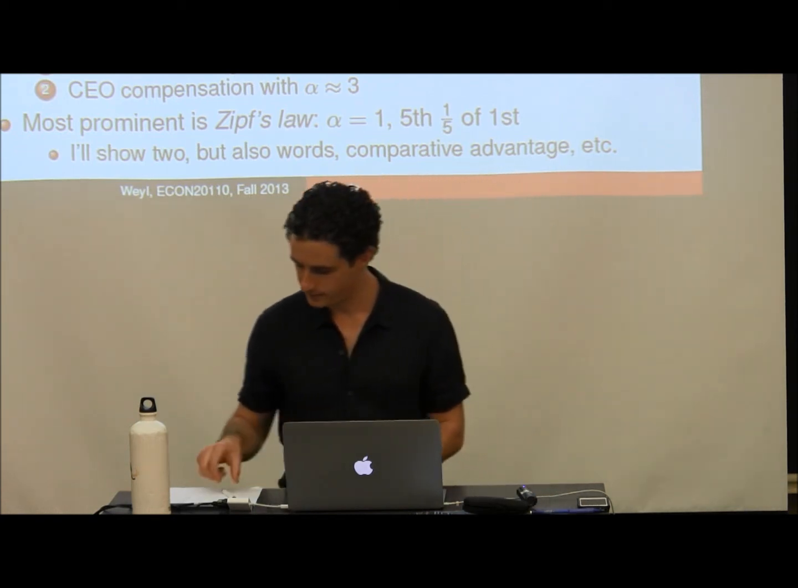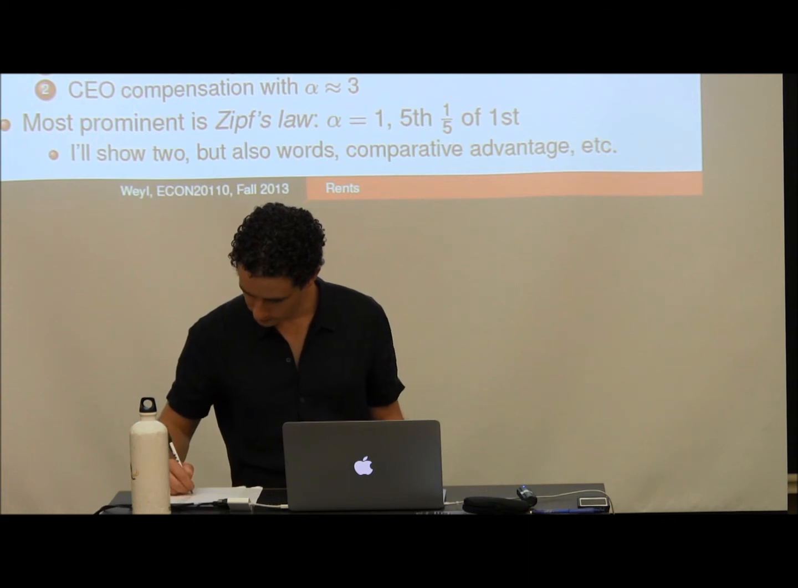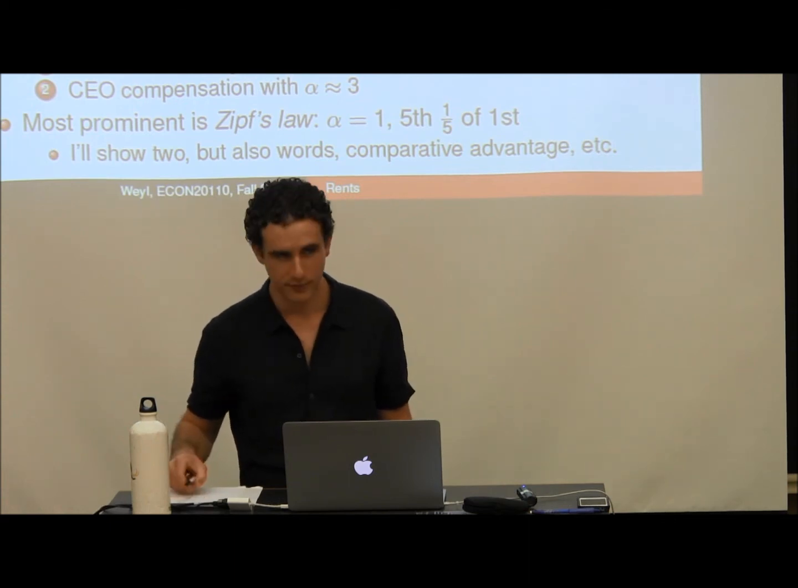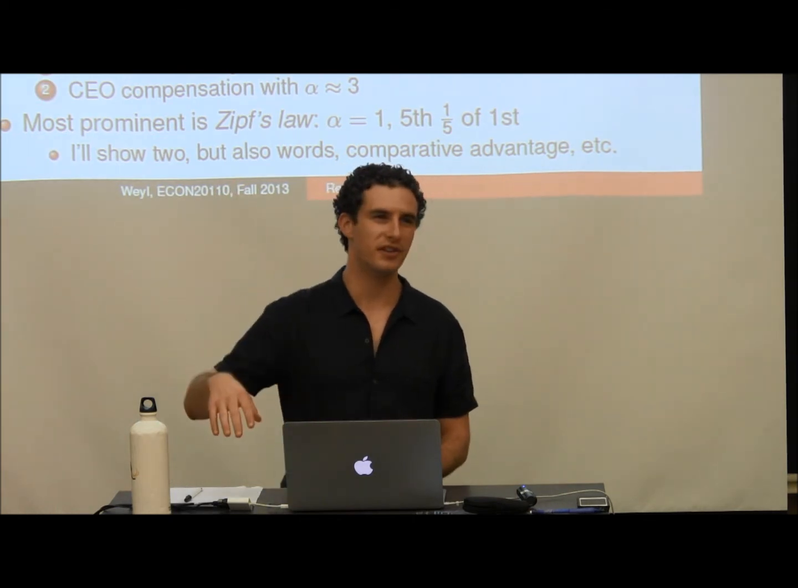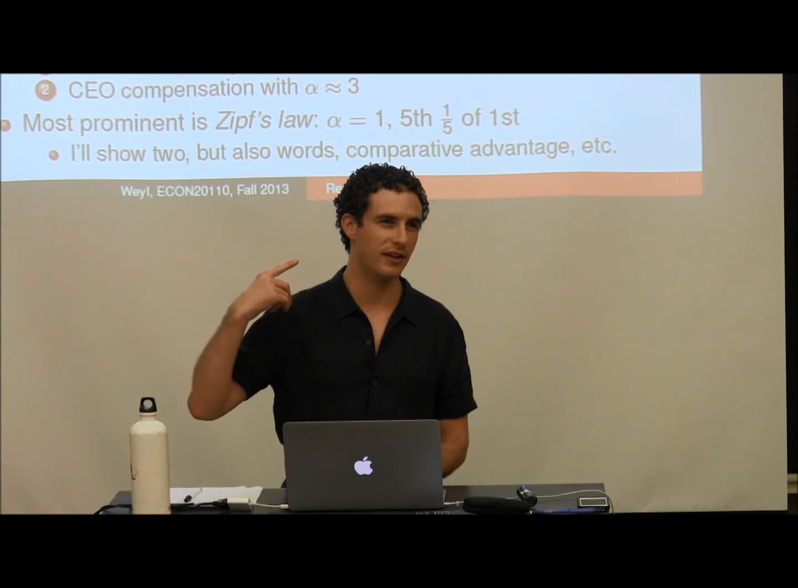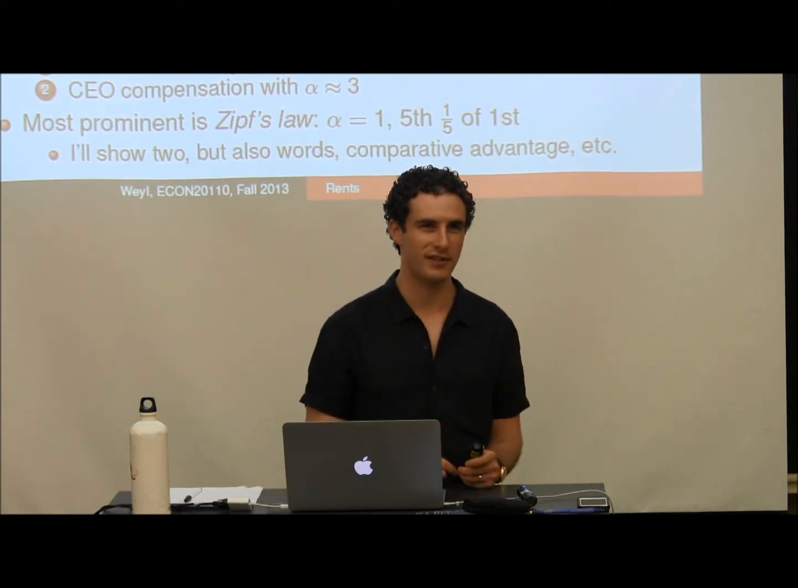Yeah, Austin. When you're calculating something like CEO compensation, the alpha value for that, how do you differentiate talent from nonlinear returns to talent? I'm just saying you put in CEO pay and you get this distribution. That's all I mean. Okay.